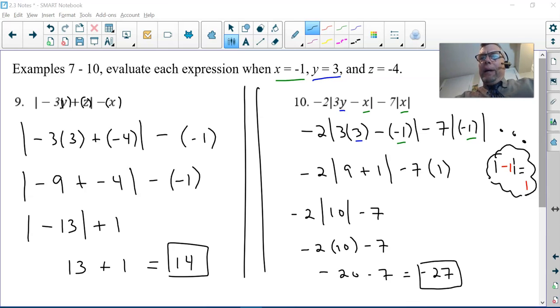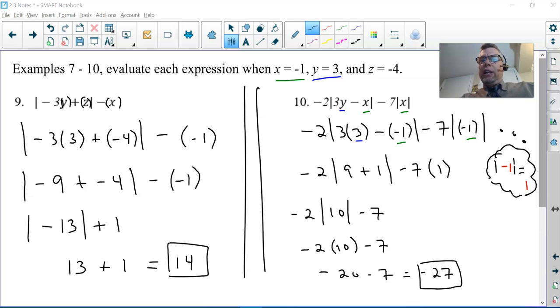And then on the back side, it's still minus 7 times the absolute value of negative 1. But if you consider the absolute value of negative 1 at the same time, the absolute value of negative 1 is 1. So instead of writing minus 7 times the absolute value of negative 1, I wrote minus 7 times 1. So now we have in our second line, negative 2 times the absolute value of 9 plus 1 minus 7 times 1. So we still have to do the grouping symbol. We haven't finished inside the absolute value yet over here.